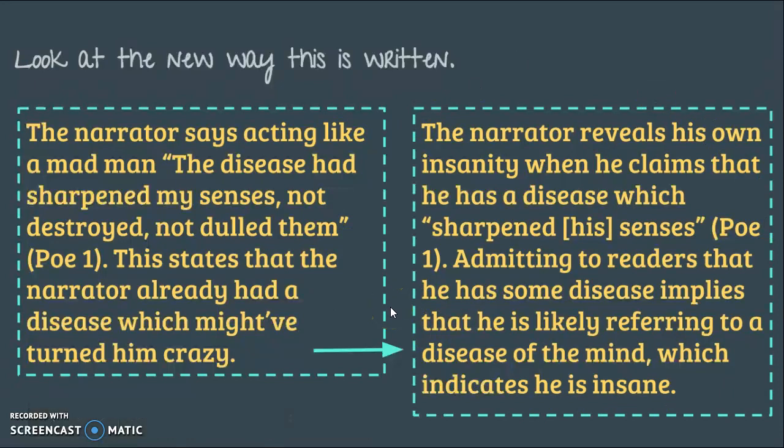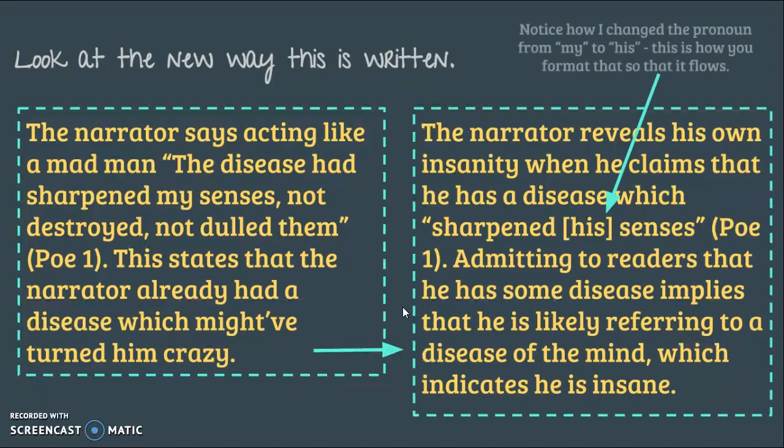So it says the narrator reveals his own insanity when he claims that he has a disease which "sharpened his senses." Admitting to readers that he has some disease implies that he is likely referring to a disease of the mind, which indicates he is insane. So again, you'll see that over here, you've got an entire sentence quoted, but over here, you only took the phrase that was really important. And then the rest you explained in your own words.